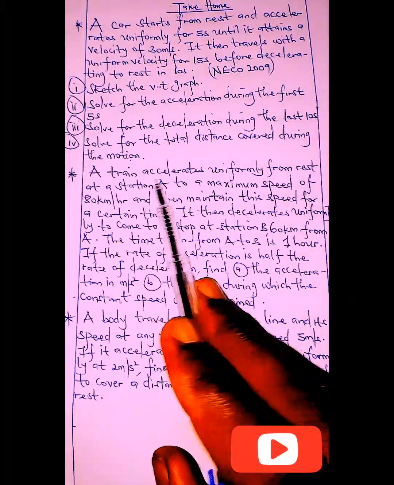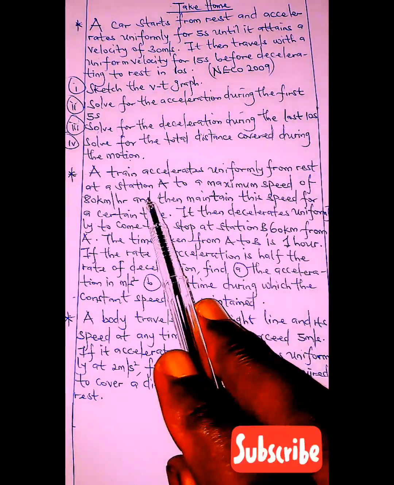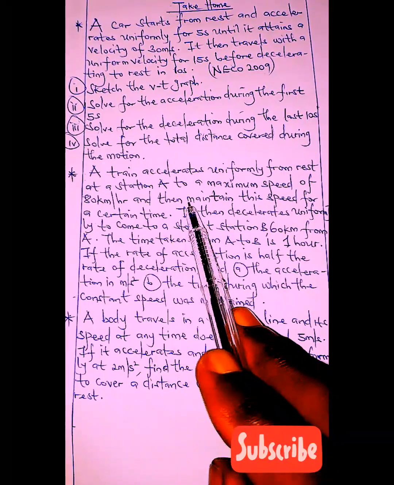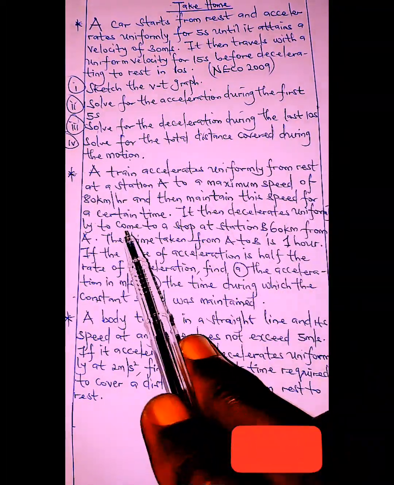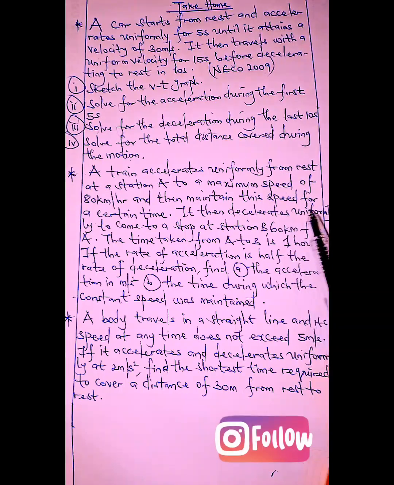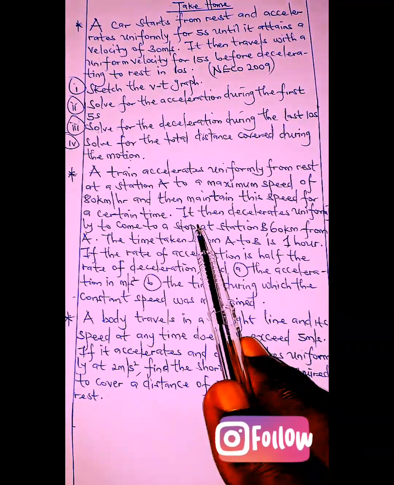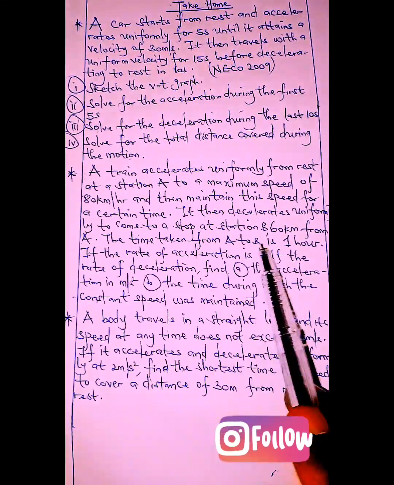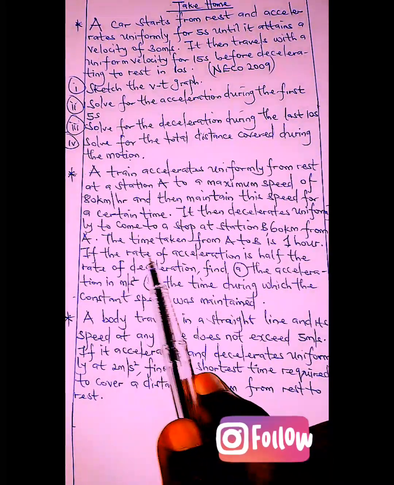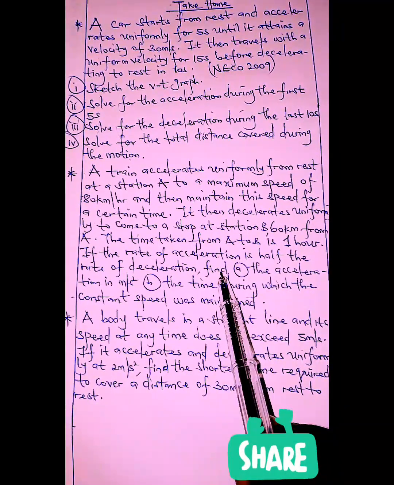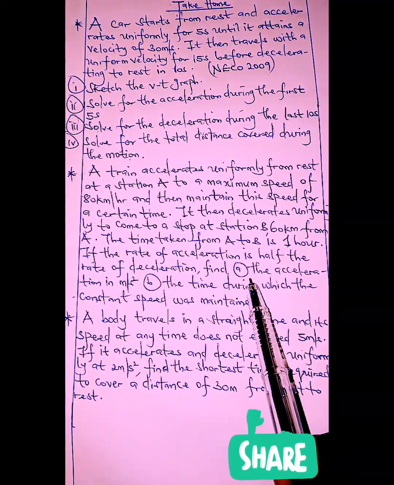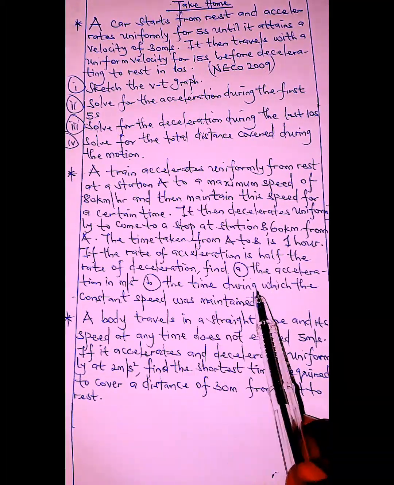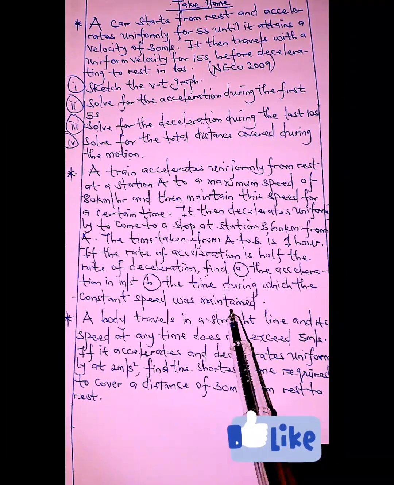Let's look at the next question. Question 2: a train accelerates uniformly from rest at station A to a maximum speed of 80 km per hour and then maintains the speed for a certain time. It then decelerates uniformly to come to a stop at station B, 60 km from A. The time taken from A to B is 1 hour. If the rate of acceleration is half the rate of deceleration, find: A, the acceleration in meters per second squared, and B, the time during which the constant speed was maintained.